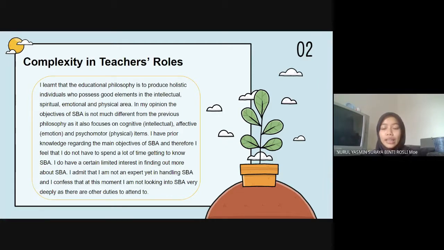I learned that the educational philosophy is to produce holistic individuals who possess good elements in the intellectual, spiritual, emotional, and physical areas. And in my opinion, the objectives of SPA are not much different from the previous philosophy, as it also focuses on cognitive, affective, and psychomotor items. I have prior knowledge regarding the main objective of SPA, and therefore I feel that I do not have to spend a lot of time getting to know SPA.